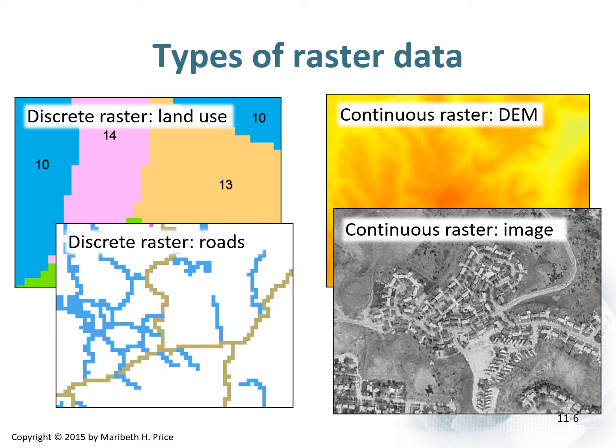And then you have continuous rasters where basically you have a cell for everything in the area that records one bit of information, and that can be elevation or what have you.